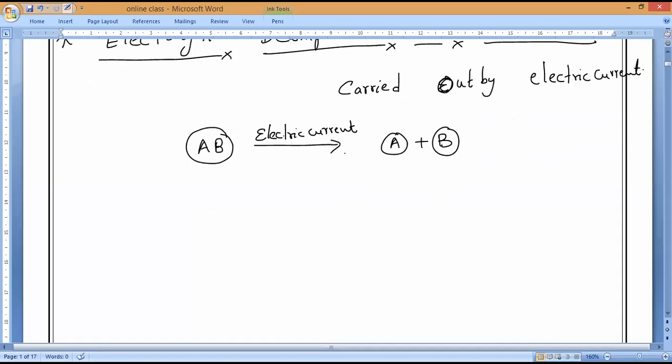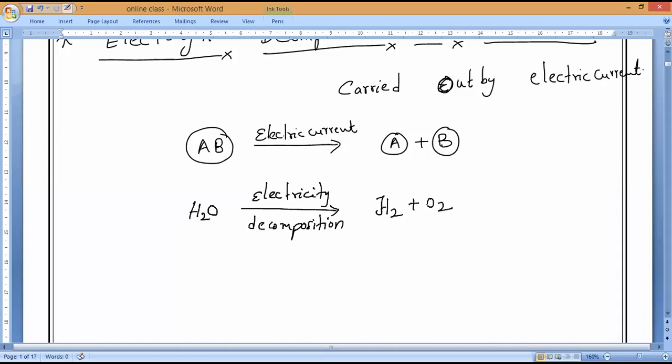So by passing electric current, if we start decomposing any kind of compound, then we can say it is an electrolysis reaction. Clear? The best example is when current is passed through water. What is the formula of water? Please respond. Yes, water, H2O. If you pass electric current through it, what reaction will take place, guys? Decomposition will take place. What products will come? H2 plus O2 will come.